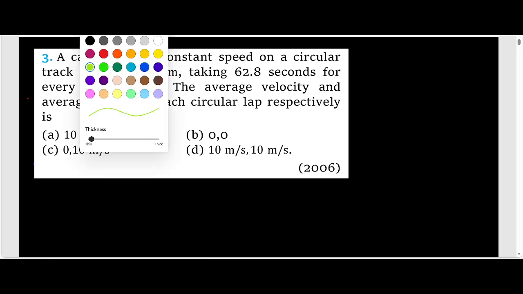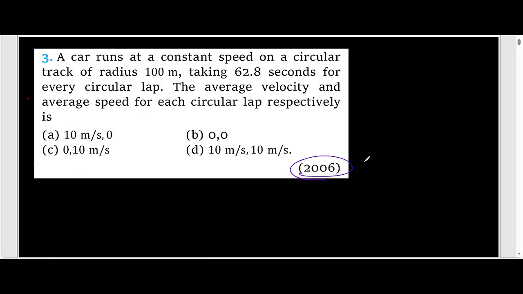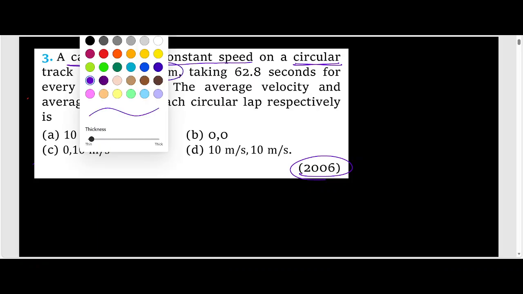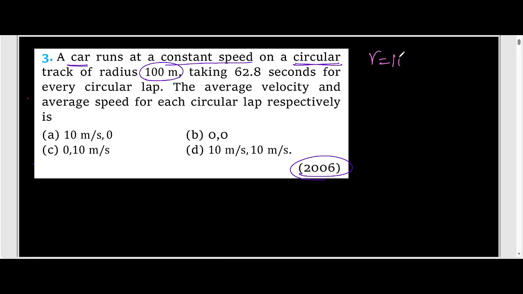Now let us see this question, which was asked in 2006 of your NEET exam. A car runs at a constant speed on a circular track of radius 100 meters. So what is the data here? Radius is given, which is 100 meters, and it is taking a time of 62.8 seconds for every circular lap. That means for every one round in circular path, it is taking 62.8 seconds. This is one circular round.